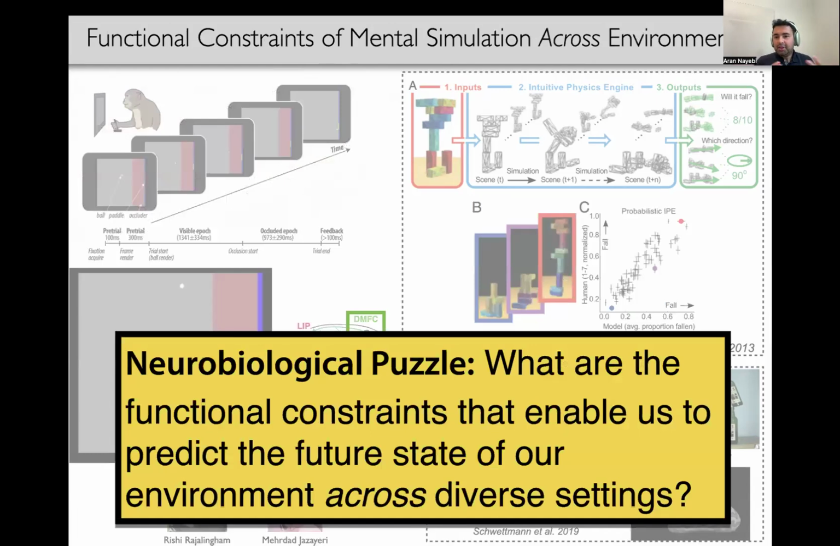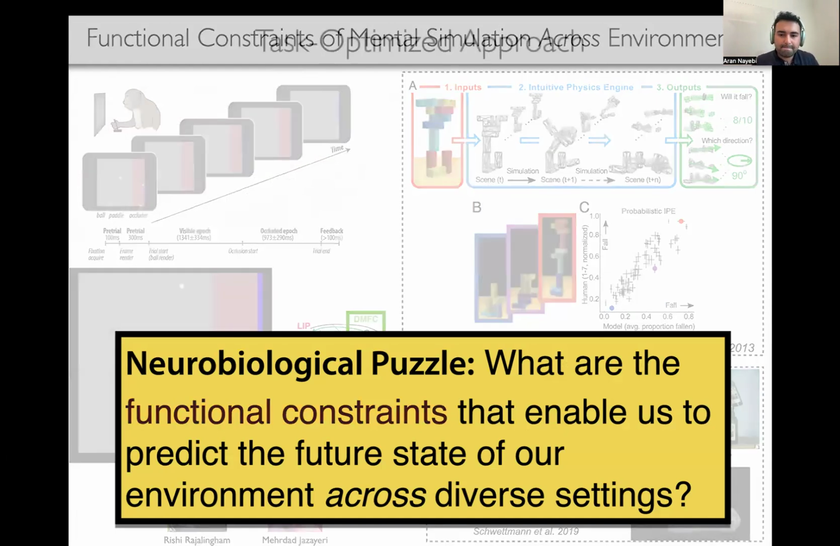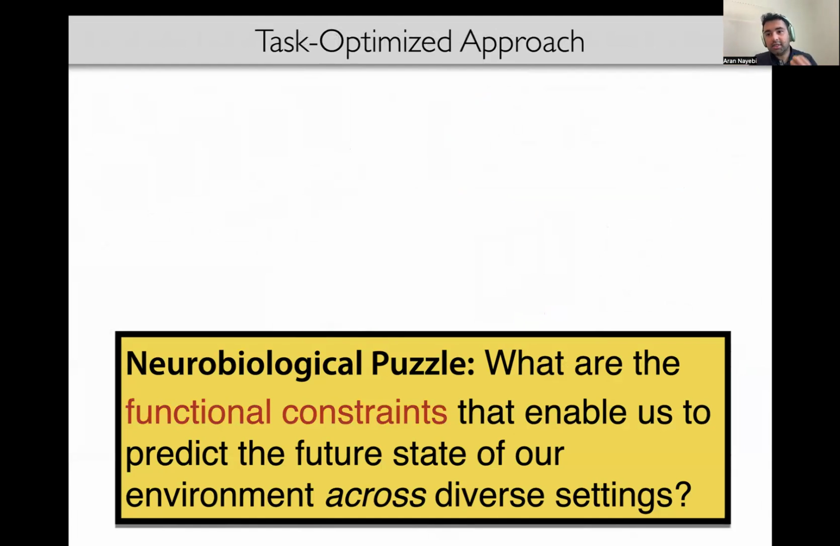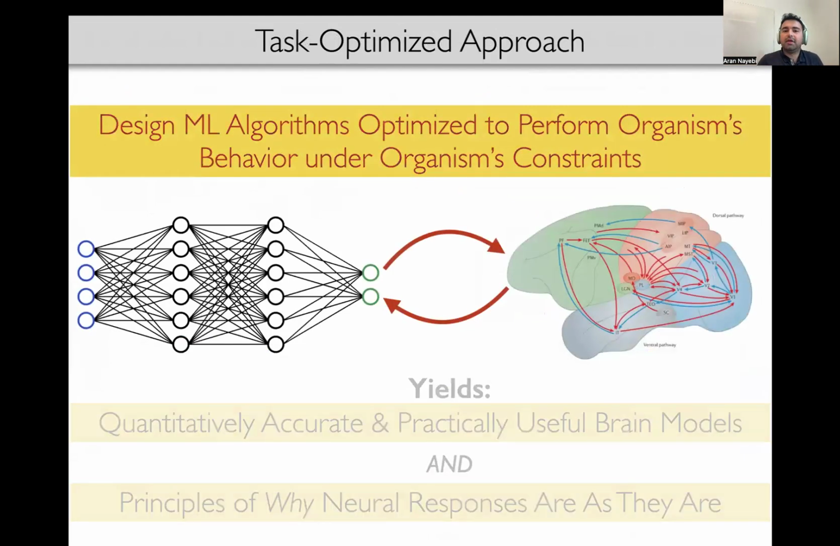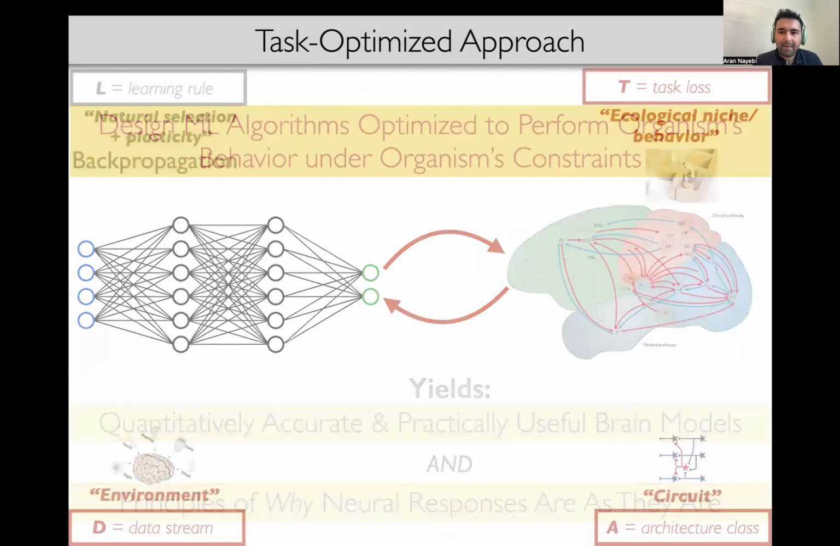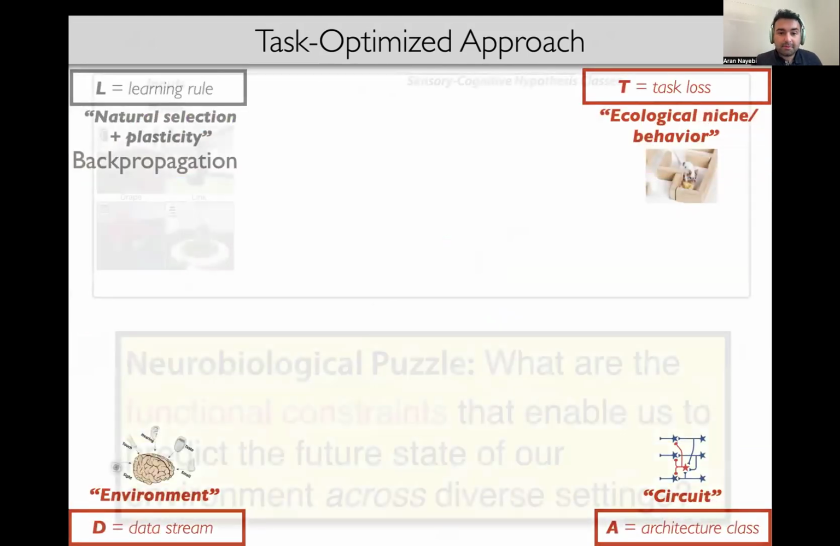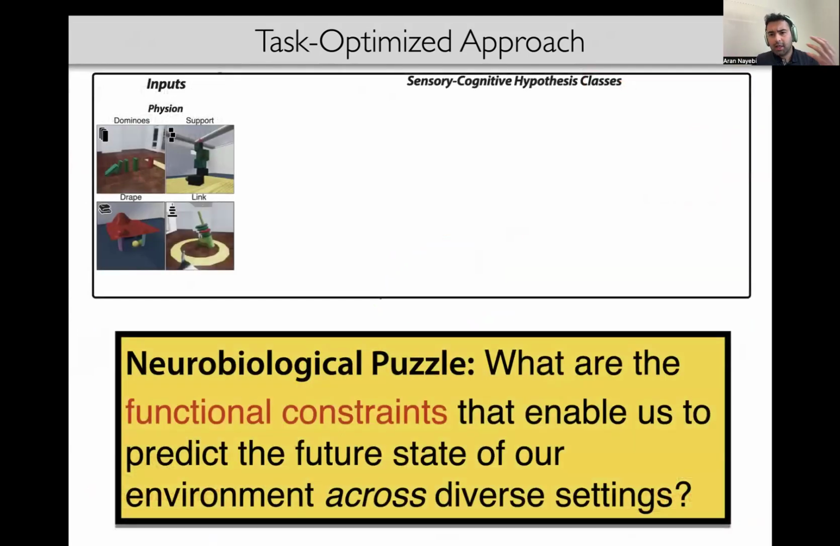So now I'm interested not just in Pong, but in all of these various settings where we're seeing this mental simulation ability. What are the functional constraints that enable us to predict the future state of our environment across diverse settings? So by functional constraints, I'm going to encode them using this task-optimized approach that I introduced earlier. And we're going to first start by designing ML algorithms to perform the organism's behavior under the organism's constraints. And this is going to be done by modulating these three knobs. And it's going to give rise to a few sensory cognitive hypothesis classes, so models that operate from realistic, naturalistic video inputs to predicting the future state of their environment.